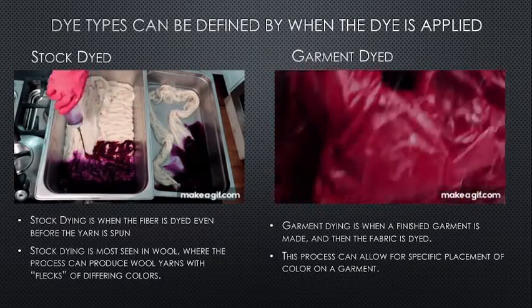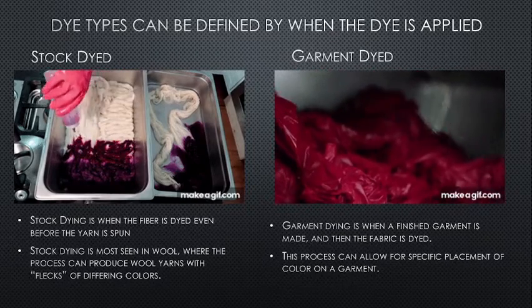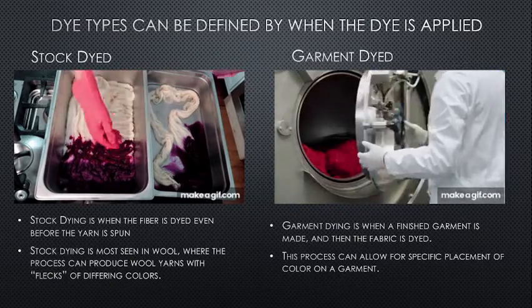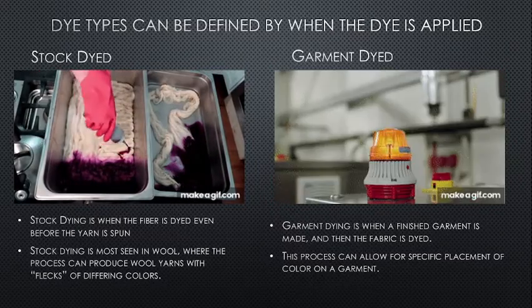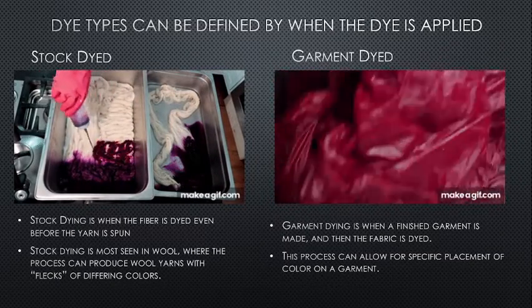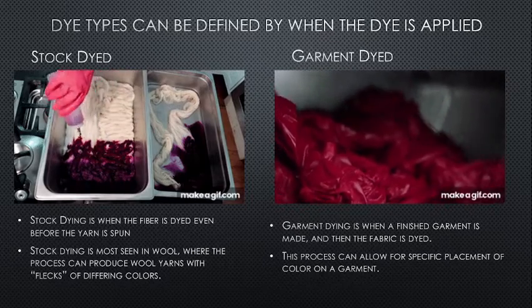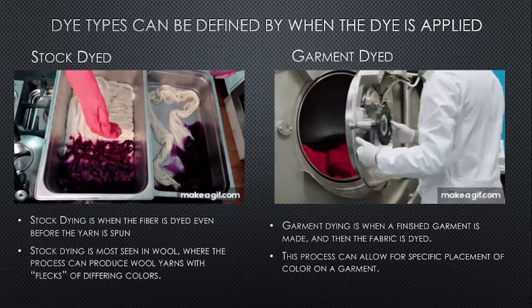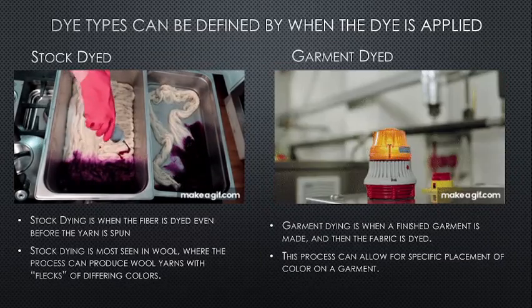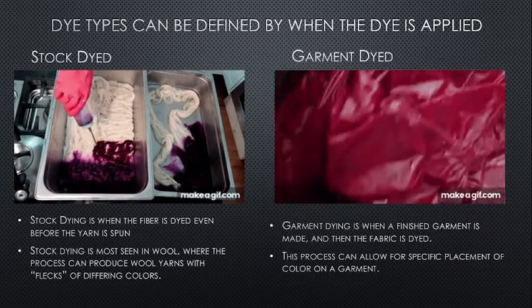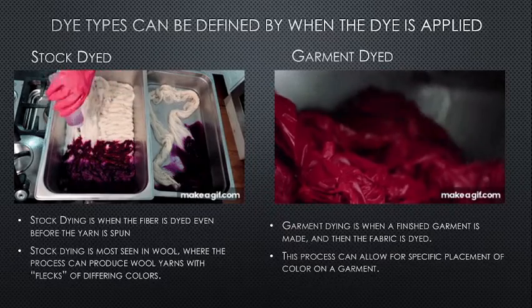Stock dyeing is when the fiber is dyed even before the yarn is spun. Stock dyeing is mostly seen in wool, where the process can produce wool yarns with flecks of different coloring when we mix different colored fibers together. In the GIF, you can see raw wool fiber being dyed in vats.